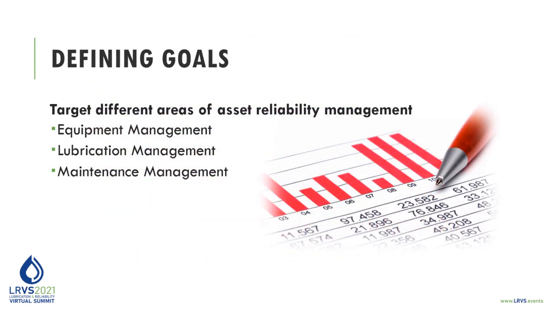Now, first and foremost, we have to define these goals that target different areas of asset reliability management. Some things we can focus on here, things like lubricant management, equipment management, and even maintenance management. Probably not a bad idea to write these things down.